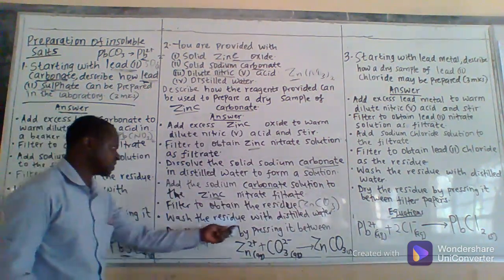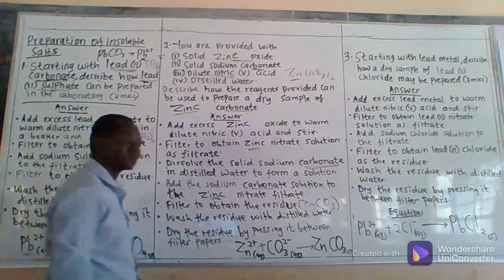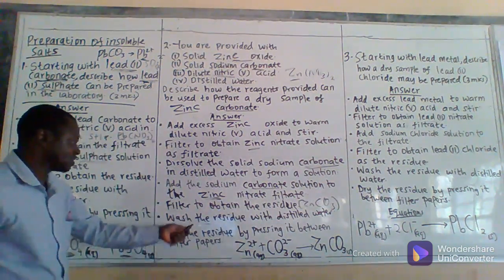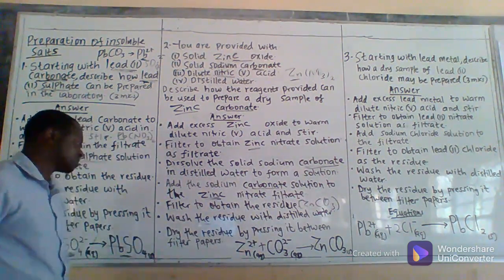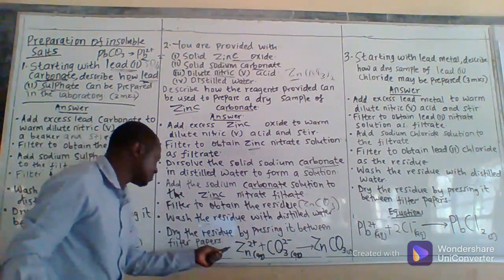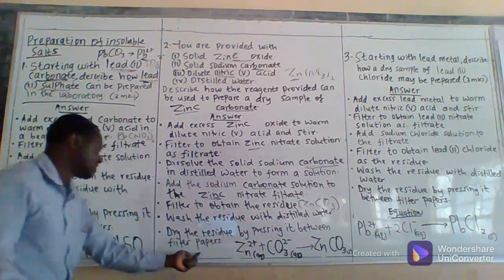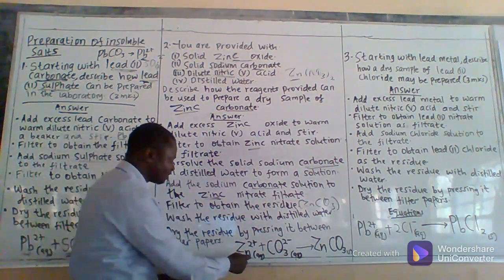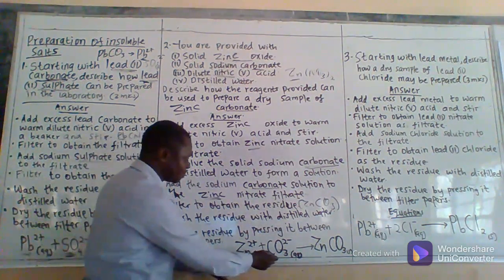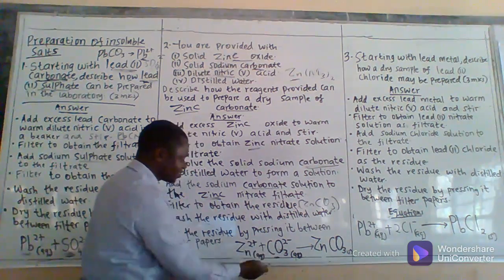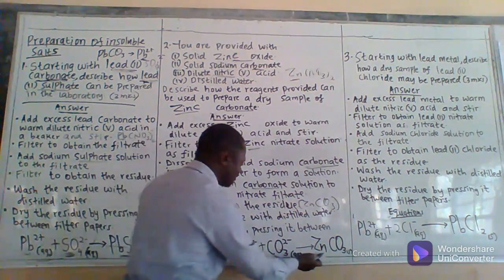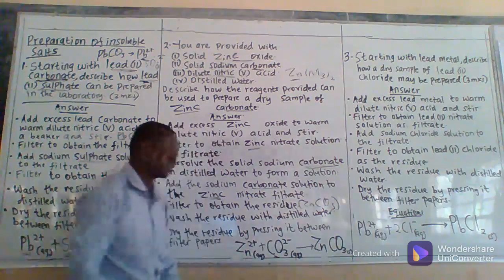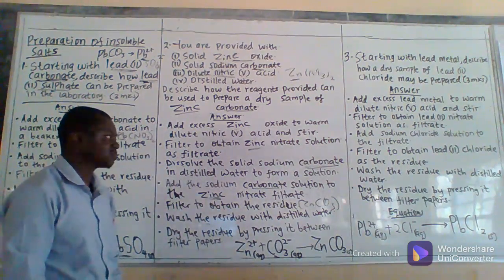Wash the residue with distilled water. Remember, the residue is not going to dissolve in water because it is insoluble. So you wash the residue with distilled water, then dry the residue by pressing it between filter papers. In that reaction, zinc ions from zinc nitrate solution are going to react with carbonate ions from the sodium carbonate solution to form zinc carbonate solid, which is a residue.